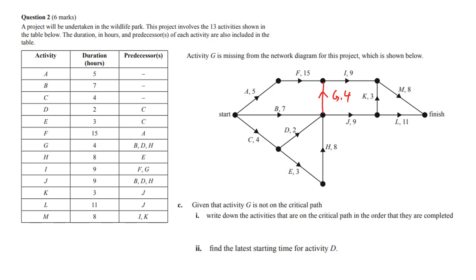Okay, so now we need to find the critical path, basically. And it says G is not on the critical path. Hey, that was just to make sure that when people wrote the exam, you weren't going to get in trouble if you'd stuffed up the previous parts. So write down the critical path. Well, we know G is not on the critical path. Yay.